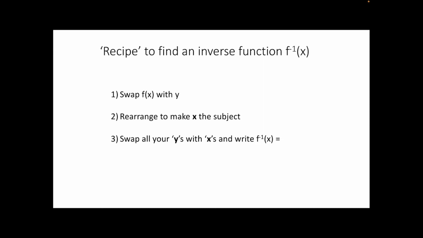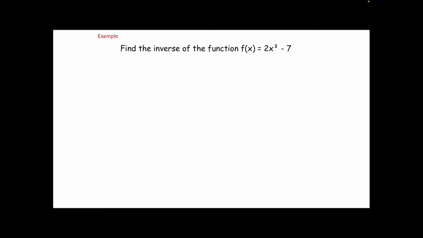Okay, so when we're trying to find the inverse of a function, which is given by f to the power of minus 1 x, the first thing we do is swap f(x) with y. We then rearrange to make x the subject and swap all your y's with x's at the very end. Okay, let's try one. Find the inverse of f(x) equals 2x squared minus 7.